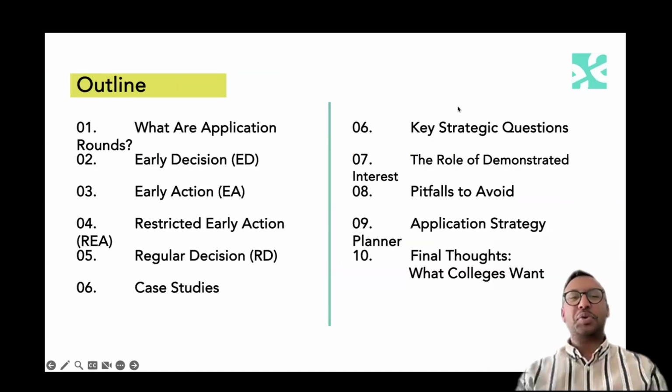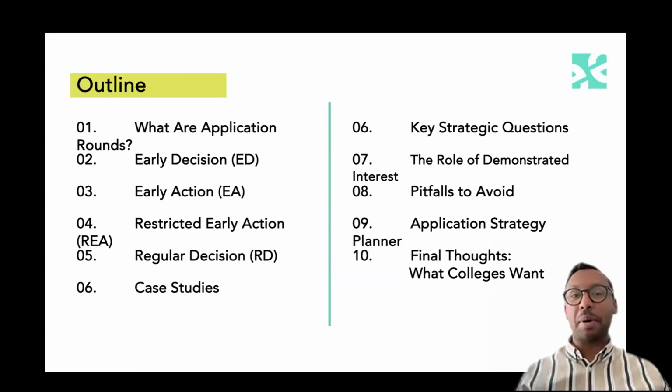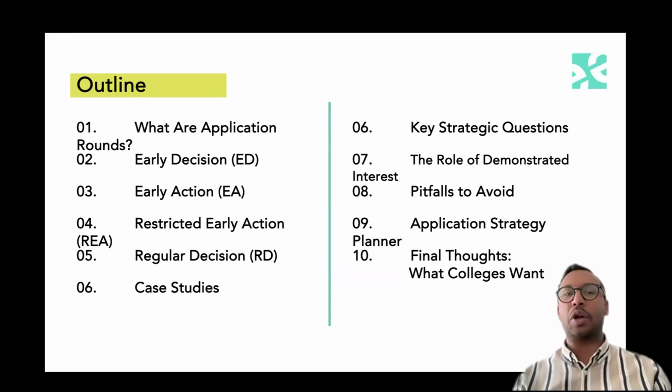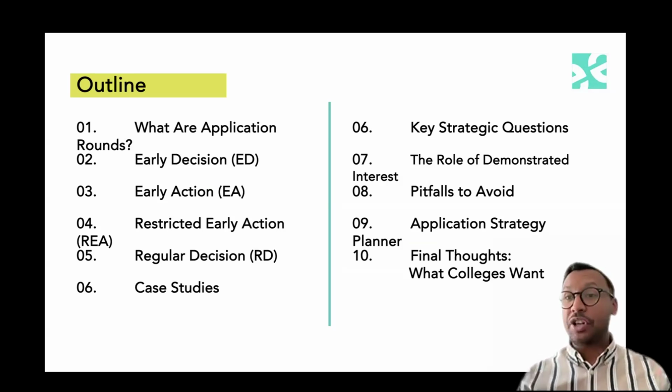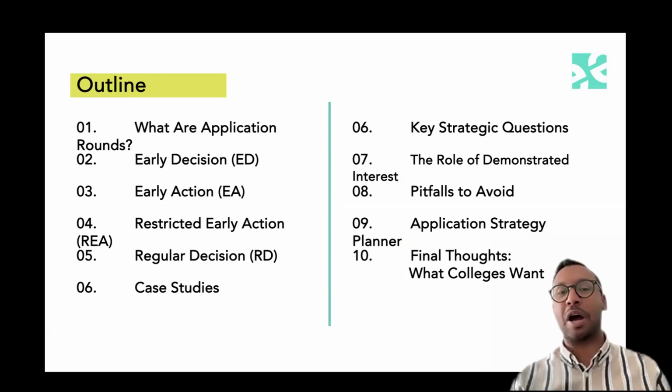So without further ado, I think that it's really important for us to think about what we'll be focusing on for today's webinar. We'll start off by working through some of the definitions of the various application rounds, which include early decision, early action, restricted early action, regular decision. And for the most part, those are just definitions that serve as a guidepost when thinking through when a student should be applying to universities and what type of universities they should be applying to within the various rounds.